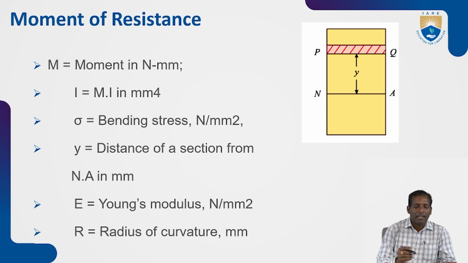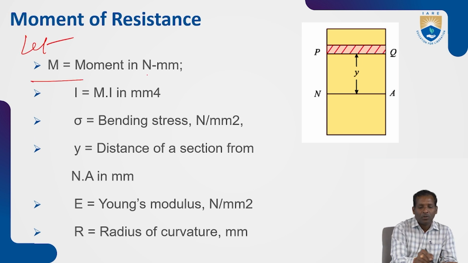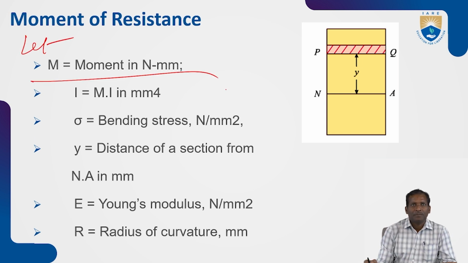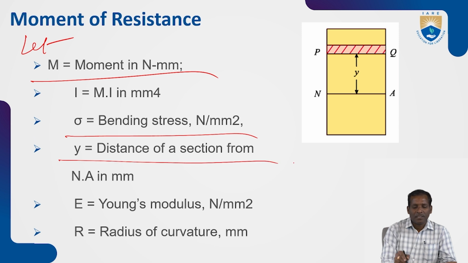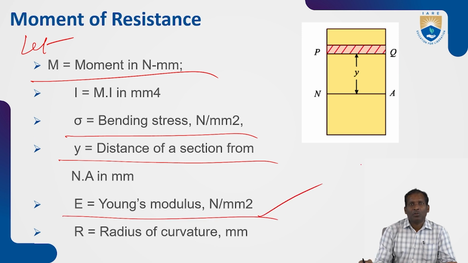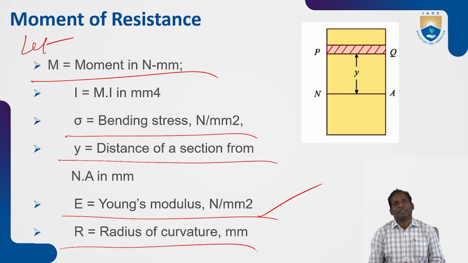Now let M be the moment in Newton millimeter. I is the moment of inertia in mm to the power 4. Sigma is the bending stress in Newton per mm square. y is the distance of a section from the neutral axis in mm, and E is Young's modulus in Newton per mm square. R is the radius of curvature.